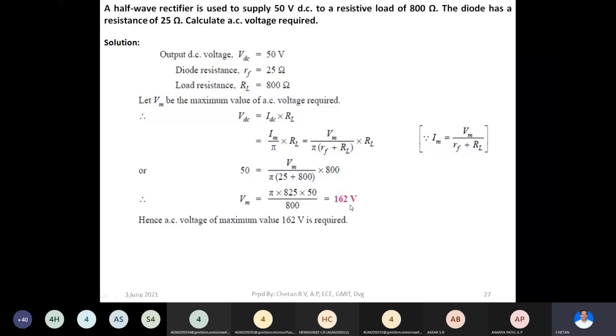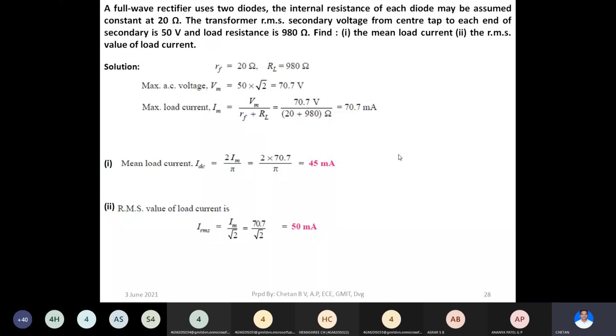Next, you have calculated, solved one more problem, which is on a full wave rectifier that makes use of two diodes. Essentially, this is the center tap transformer, and they have given the internal resistance of each diode, which is around 20 ohm. This is also the forward resistance. Then afterwards, they have given the transformer RMS value of secondary from center tap. They have clearly mentioned that from center tap to each end, the voltage is 50, right?